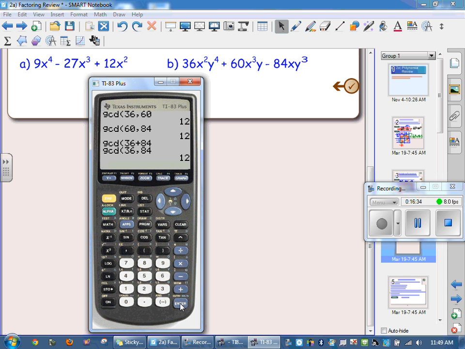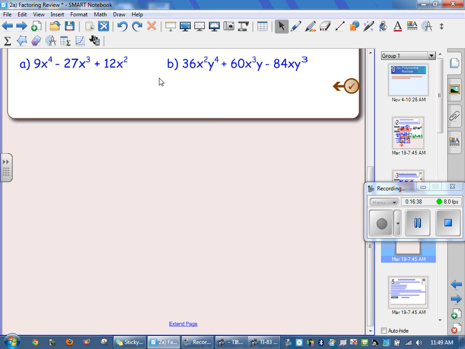Okay, so we found our greatest common factors. On the left, we're going to divide by 3. And then on the right, we're going to divide by 12. Now we need to know what the variables we're going to divide out. Now, which variables come out, how many of them? You always take out the least amount. And it also has to be in each term.